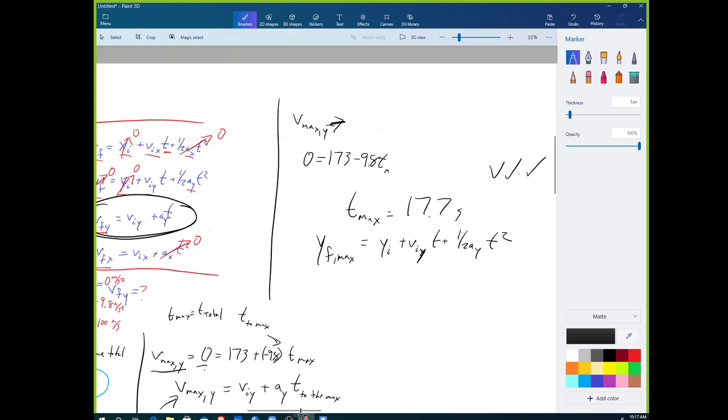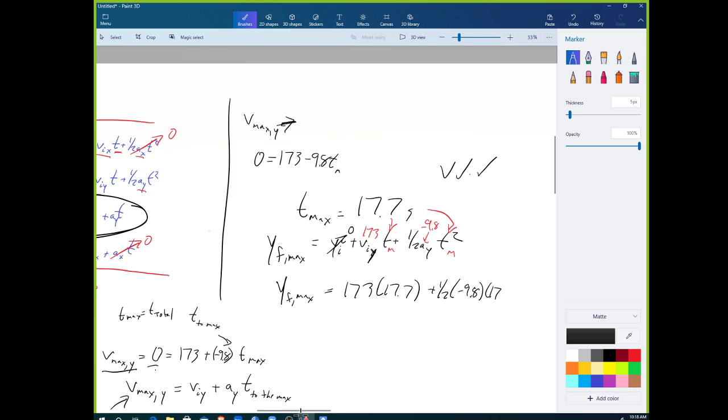Alright, so anyway, your height, this Y F max. This was 0. This one was, if I remember correctly, 173. This T is going to be the T max, so that's going to be the 17.7. And of course, this was negative 9.8. Go ahead and find for me what that equals, and then we are done with that problem.